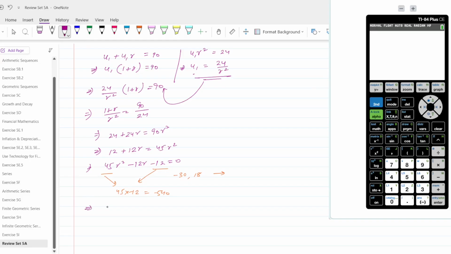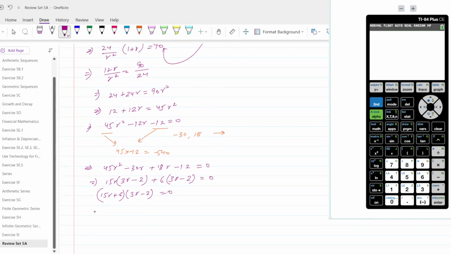So the equation can be written as 45r square minus 30r plus 18r minus 12 equals 0. Taking 15r common, we get 3r minus 2. Taking 6 common, we get 3r minus 2. Hence (15r plus 6) times (3r minus 2) equals 0. So we can say r equals negative 6 by 15 or 2 by 3.